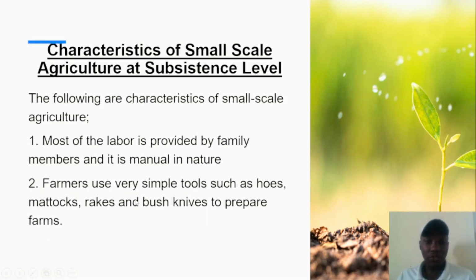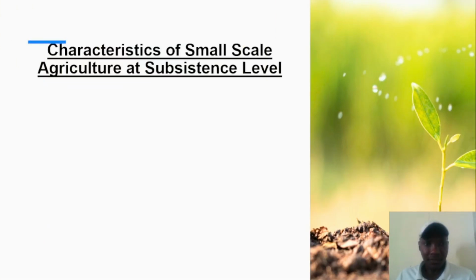The other is that farmers use very simple tools, for example hoes, mattocks, rakes, and bush knives, to prepare the farms. So that's the other characteristic of small scale agriculture. The tools that are used are very traditional, not that modern. That's why we term it small scale agriculture. It doesn't use advanced technologies. In some cases, ox plows are also used.